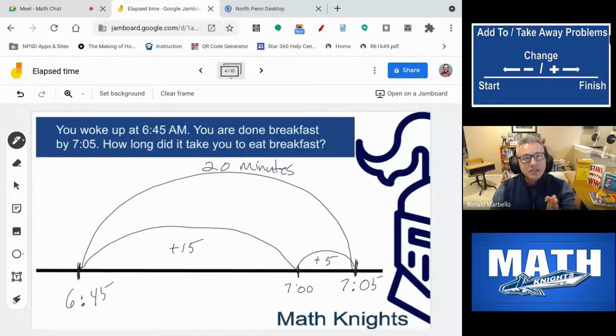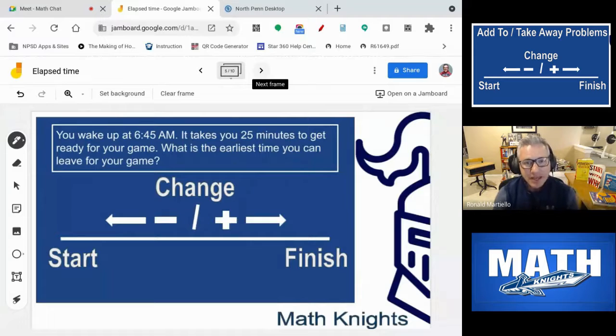The entry point is through what situation am I in, add to or take away, what position am I solving for, start number, the change number, or the finish, and then let's try a solution attempt and utilize the number line. And this is where they have some freedom and some creativity to be able to show you how their brain is solving this problem. Let's go to the next one, because maybe we're not solving for the change. Maybe we're solving for something else.